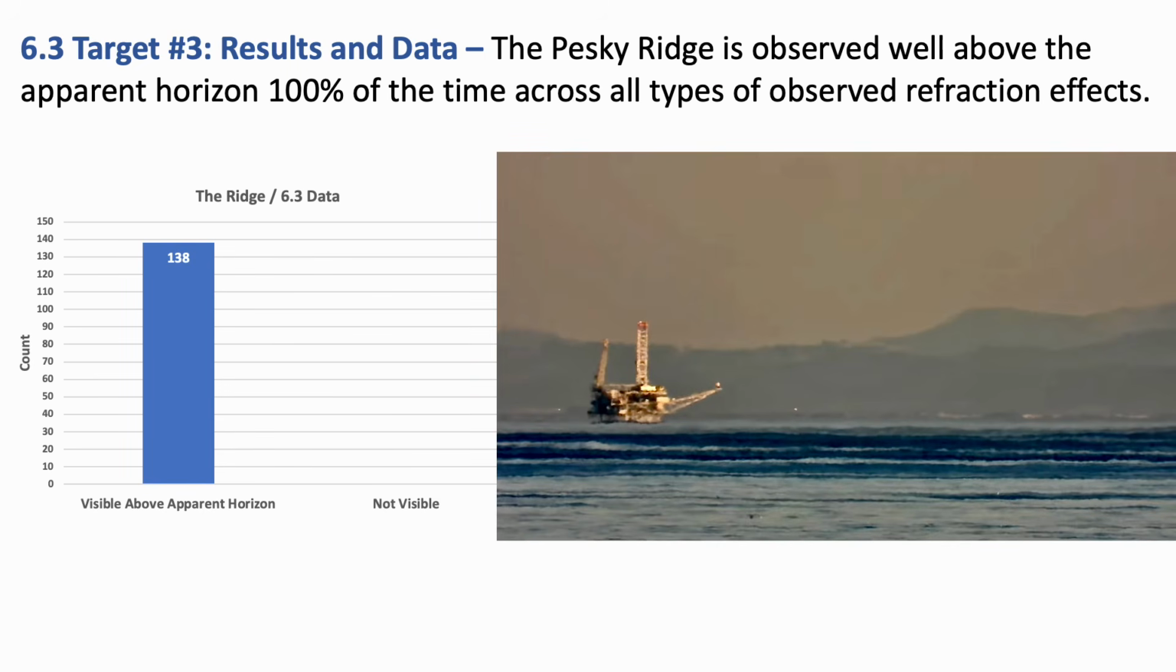Target 3, the Pesky Ridge, results in data. The ridge is observed well above the apparent horizon 100% of the time across all types of observed refraction effects: downward refraction, upward refraction, a combination of the two.